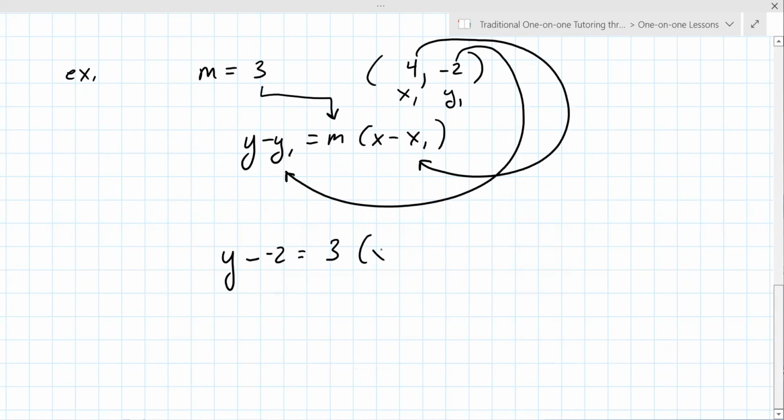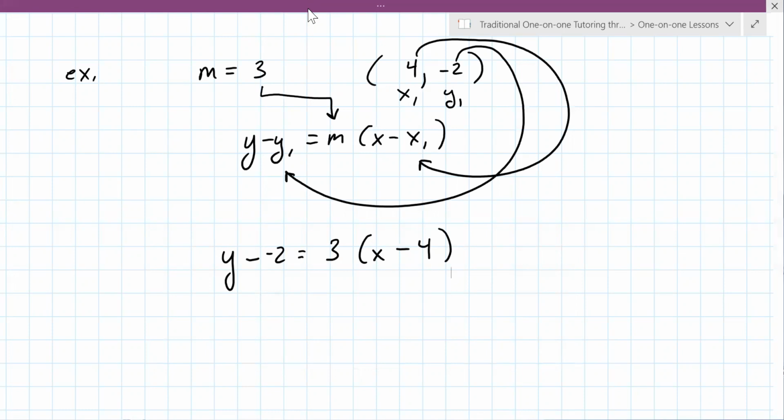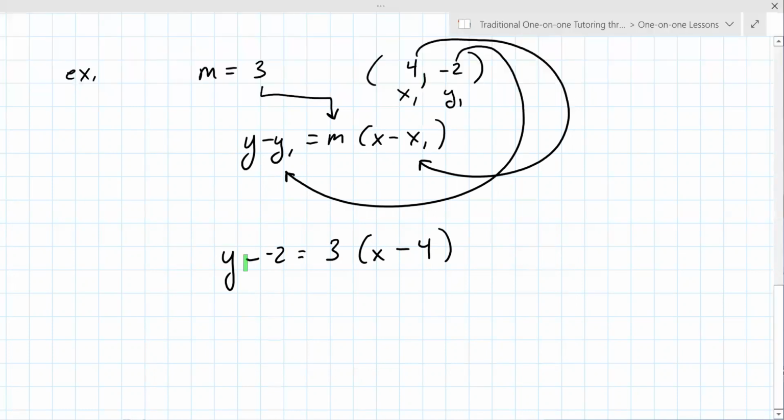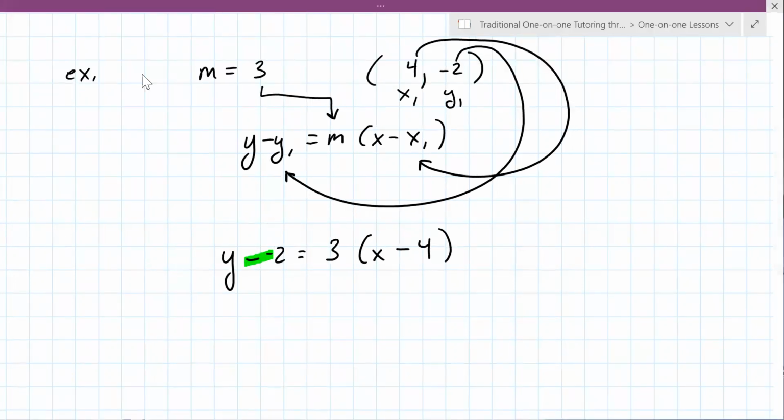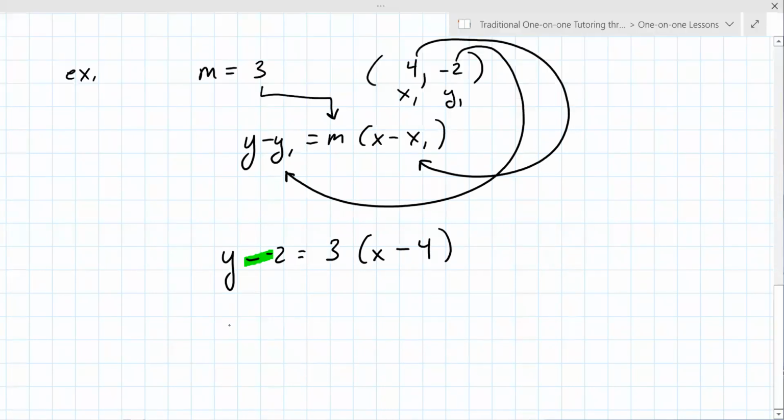Slope is 3, x minus 4. And then you have to be able to combine whenever you have two negatives. That's not your final answer. So it's y plus 2 equals 3 times x minus 4. Okay.